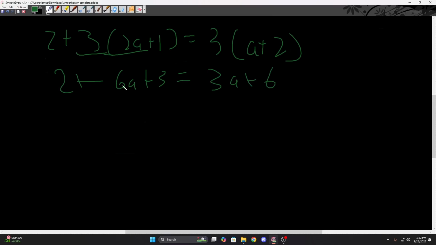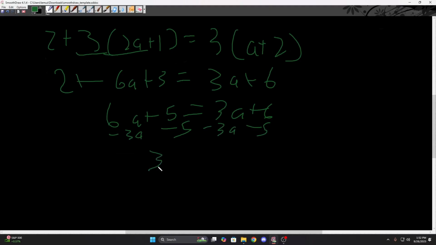Now you add like terms on this side, so you should get 6a plus 5 equals 3a plus 6. What I would do is just subtract here, and that way this is just 3a equals 1. Divide by 3, a should be 1/3.